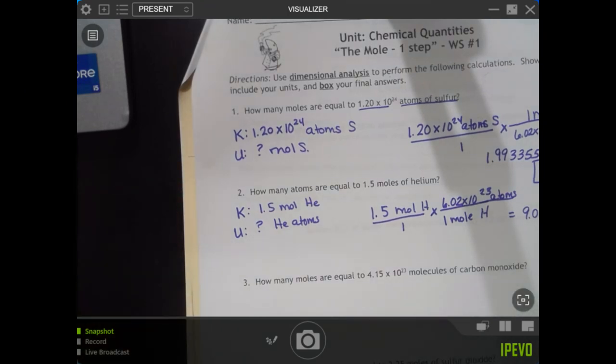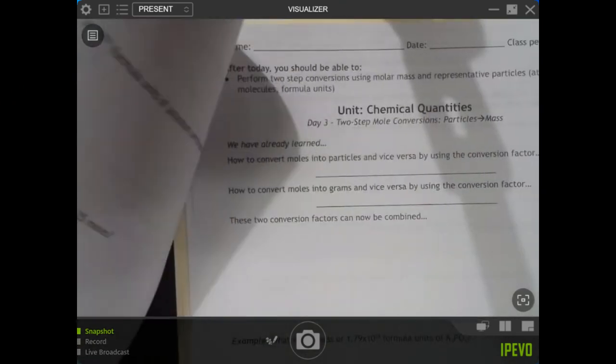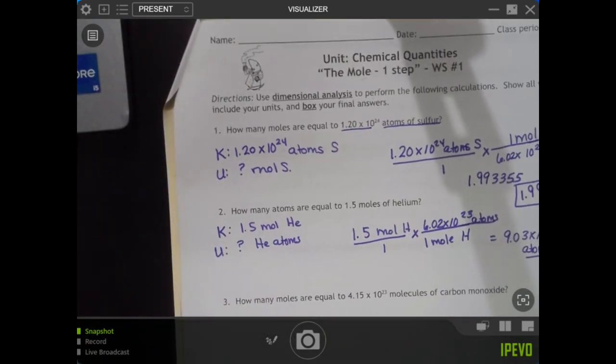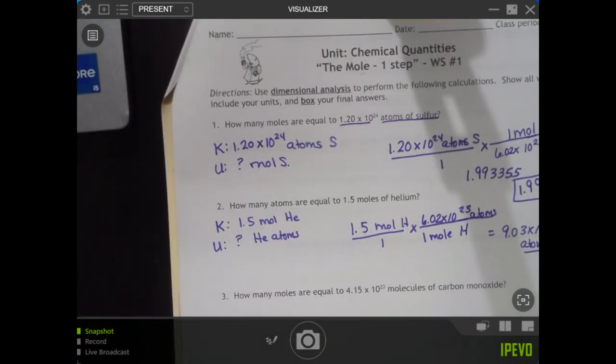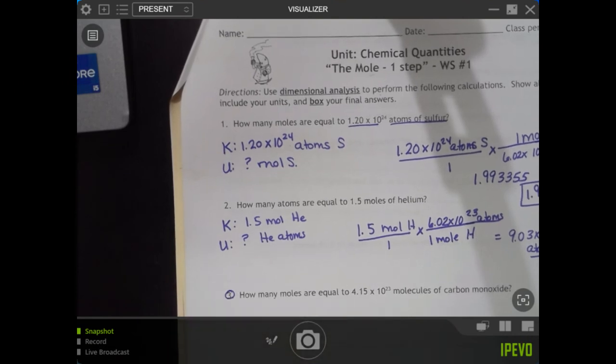Hopefully you can do these practice problems now. I'm going to have you do 3 through 10 as practice. Actually, I'm going to have you try 3 and 4 for homework. And then when we get to class tomorrow, we will work on this.